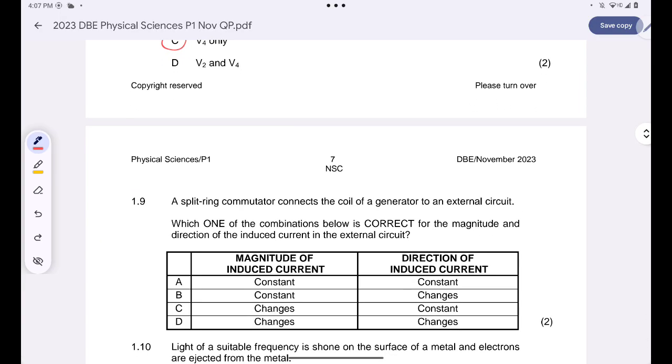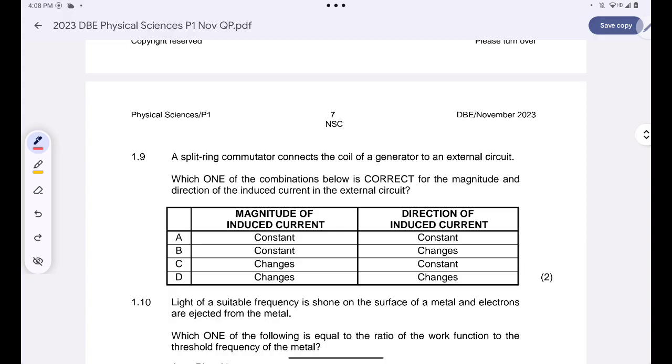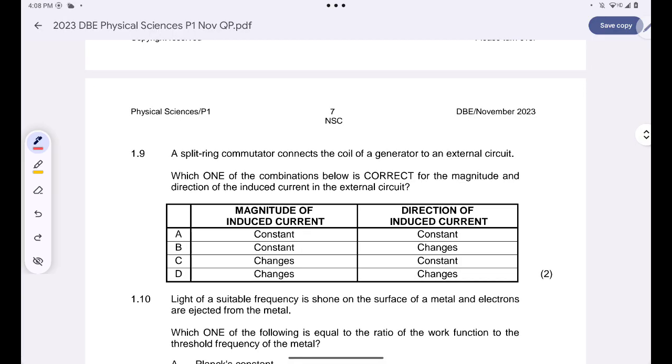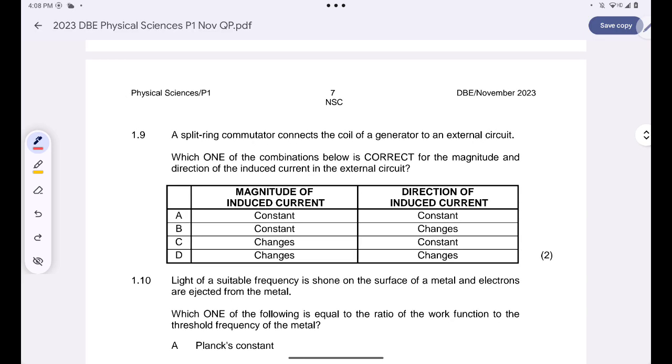Are you together? Okay, and then now we are told that a split ring commutator connects the coil of a generator to an external circuit. Are you together? Which one of the following combinations below is correct for the magnitude and direction of the induced current? Okay, the first thing that we need to know is that we are dealing with a generator here, né? And obviously the magnitude of the induced current will change. It cannot be constant, number one.